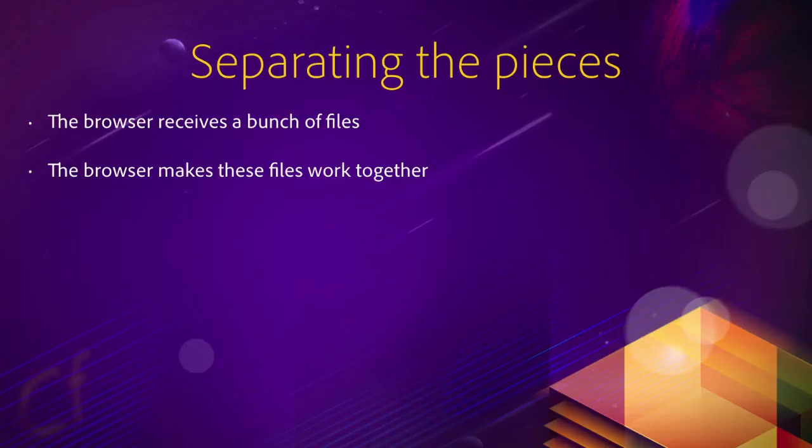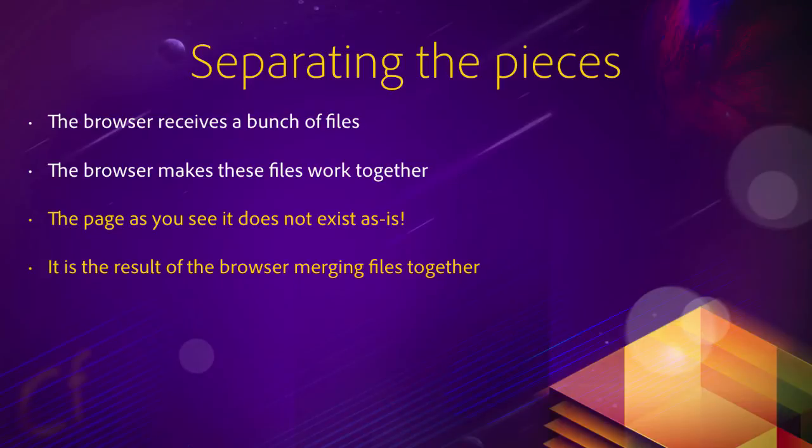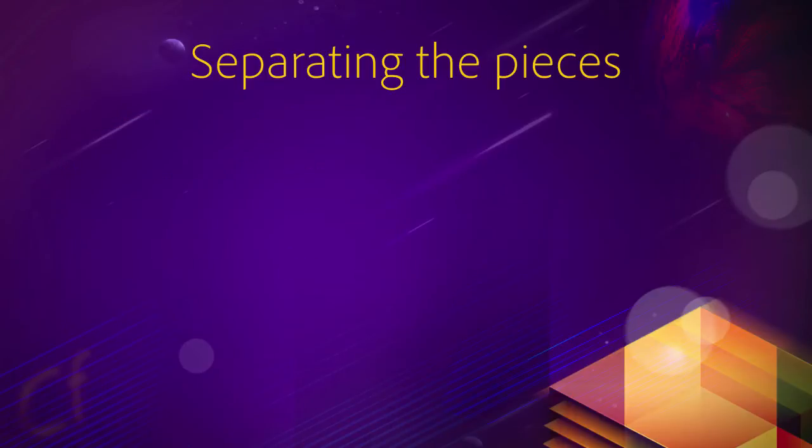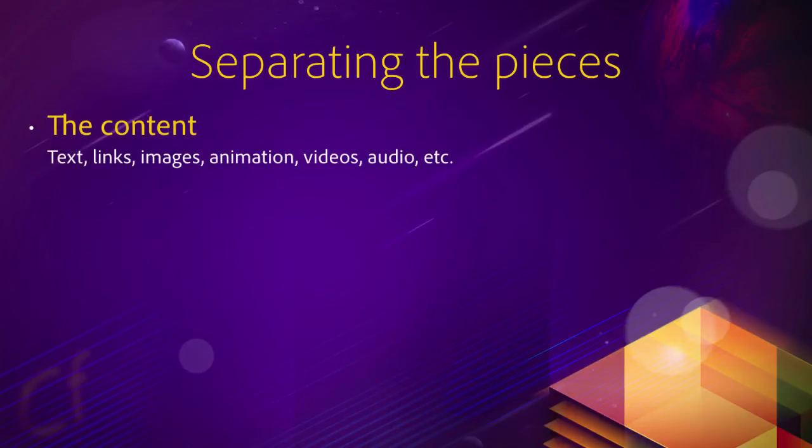In other words, the page that you see does not exist. It is always the result of the browser merging different pieces of information together. But what exactly are those pieces of information? Well, the first piece of information obviously is the content: the text, the links, the images, the animations, the PDF files, and whatever else you might have on a website.